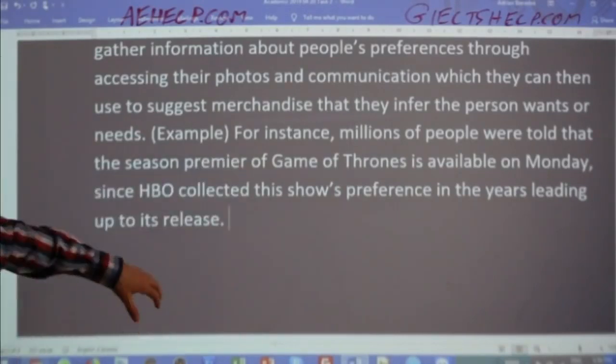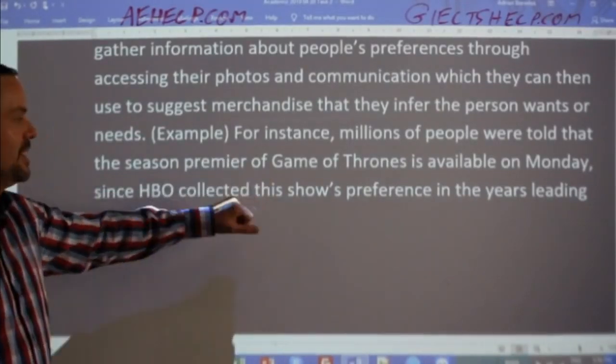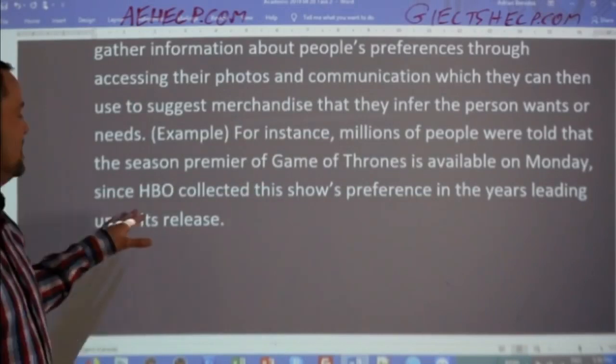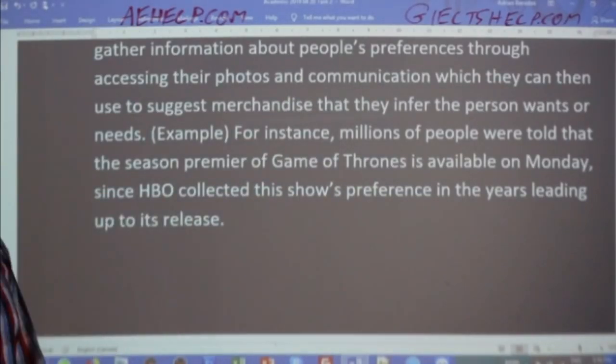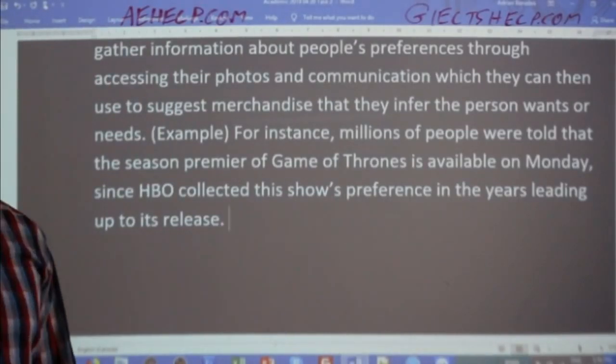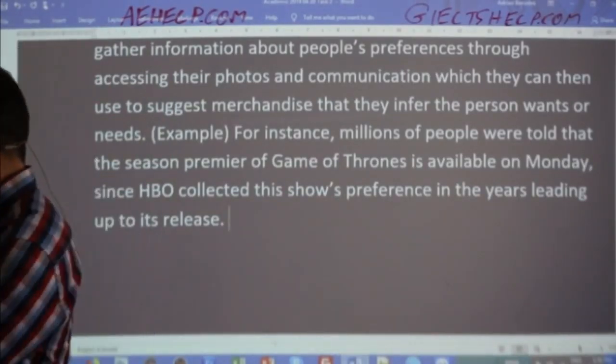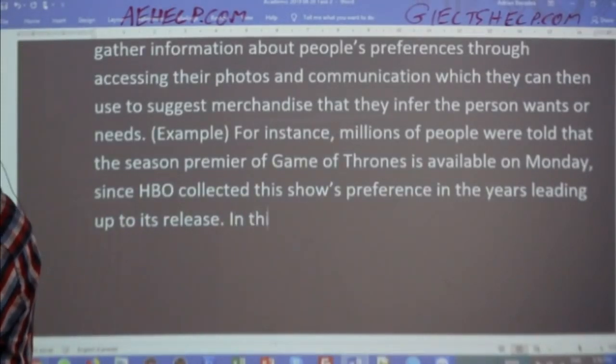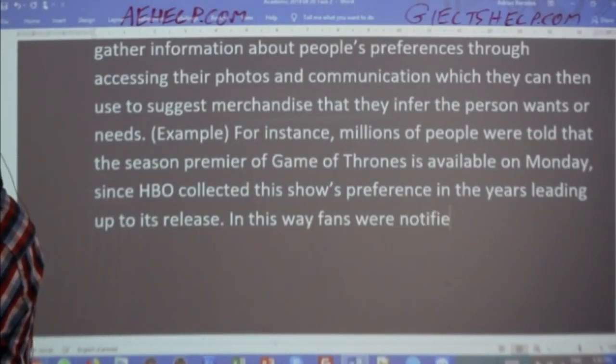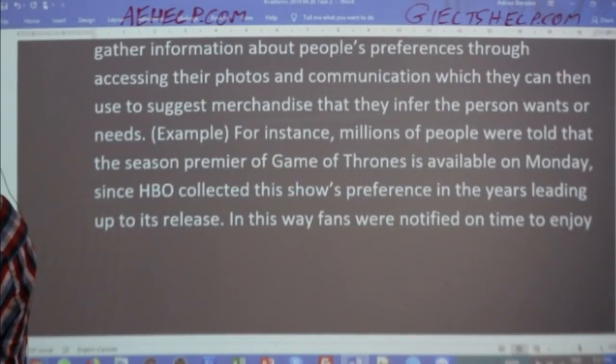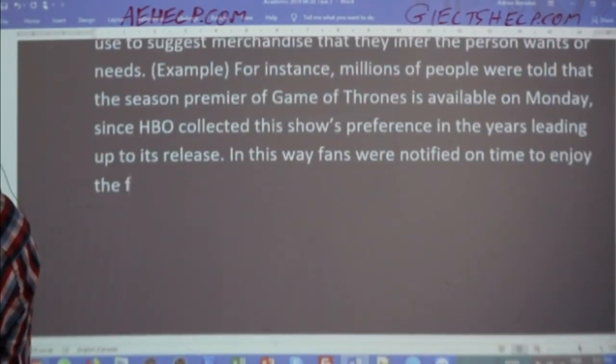For instance, millions of people were told that the season premiere of Game of Thrones is available on Monday since HBO collected this show's preference in the years leading up to its release. In this way, fans were notified on time to enjoy the first episode.